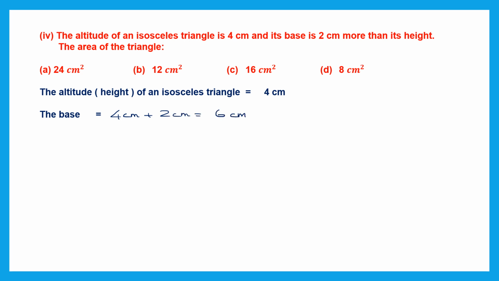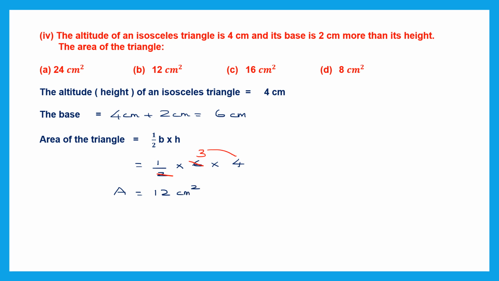Now that we know the base and the height, we can use the regular formula. Area of a triangle is half base into height. So here 1 by 2 into the base, and base is 6 centimeters, into the height, which is 4 centimeters. Now let's cancel. 2 3s are 6. Now multiply, 3 4s are 12. So the area of this triangle is 12 centimeter square. 12 centimeter square is our answer, and that is option B.